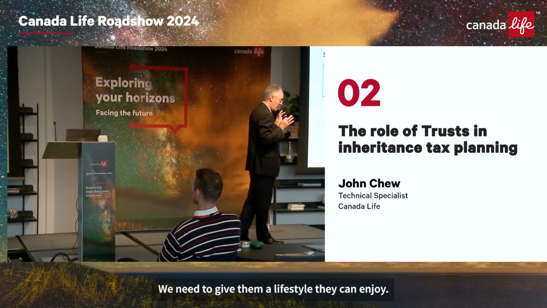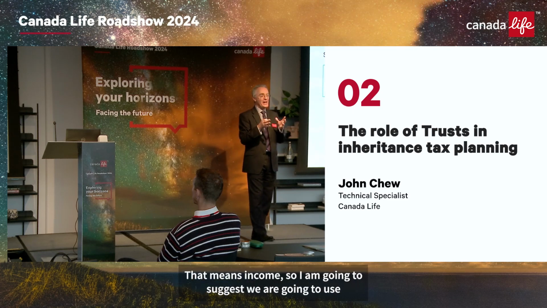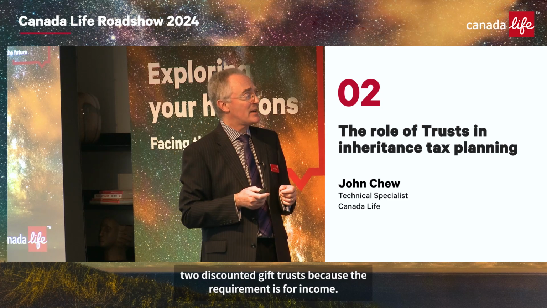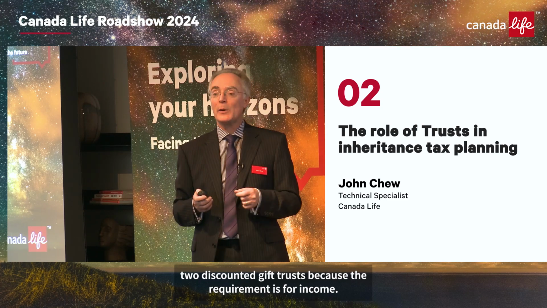We need to give them a lifestyle they can enjoy. That means income. So I'm going to suggest we use 2 discounted gift trusts because the requirement is for income.